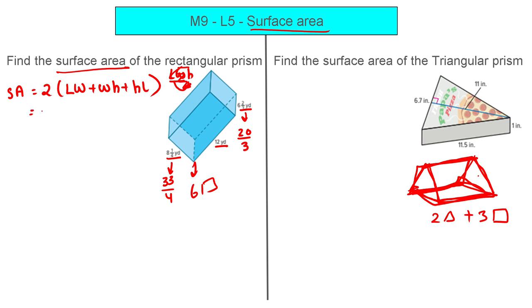Now let us put it in the formula. 2 times length and width. Length 33 over 4 times width is 12 plus width is 12 times height is 20 over 3 plus height is 20 over 3 times the length is 33 over 4. Now we have to solve. Let us cut the numbers. If we can see, 4 divide 12, how much? 3. 12 divide 3, how much? 4. 20 divide 4, how much? 5. Again. And 33 divide 3, 11.